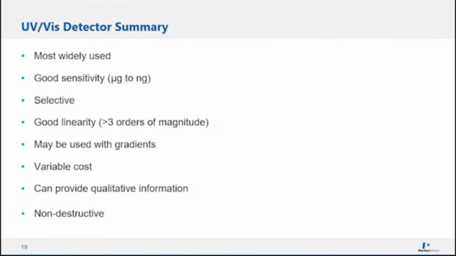To summarize, UV-Vis detectors offer great sensitivity and selectivity while allowing for gradient mobile phases. They can provide qualitative information about the identity of analytes using the spectral data and are non-destructive to the sample.